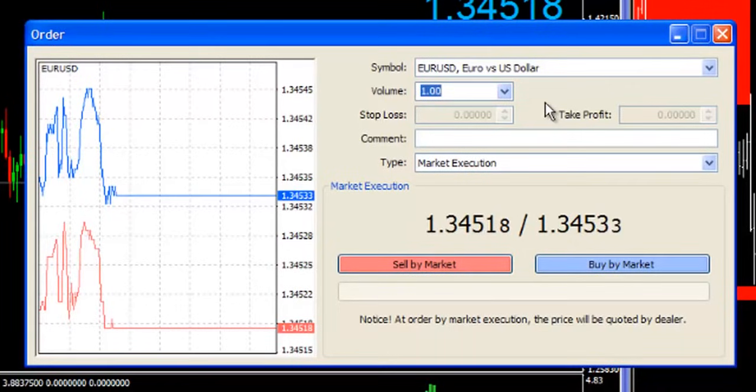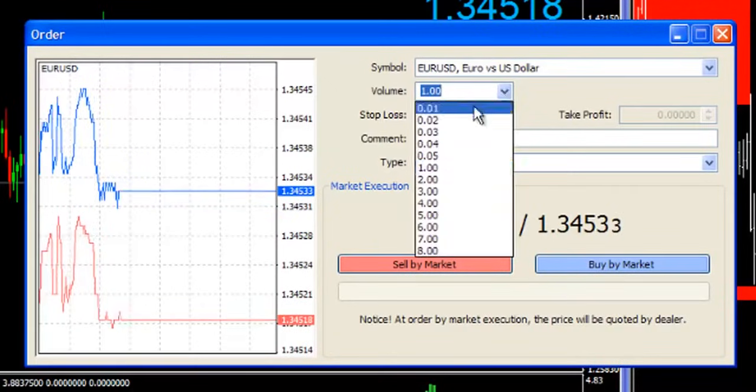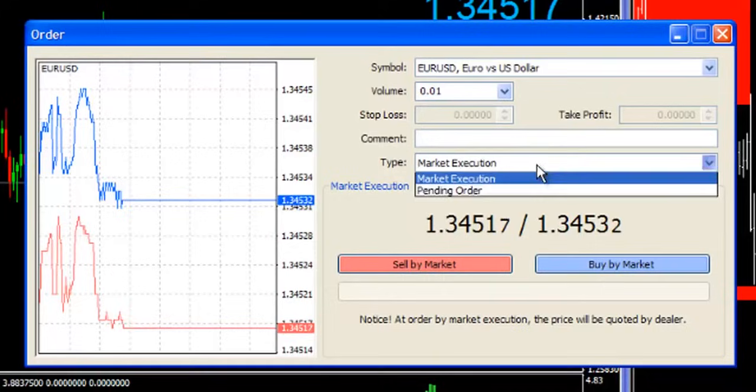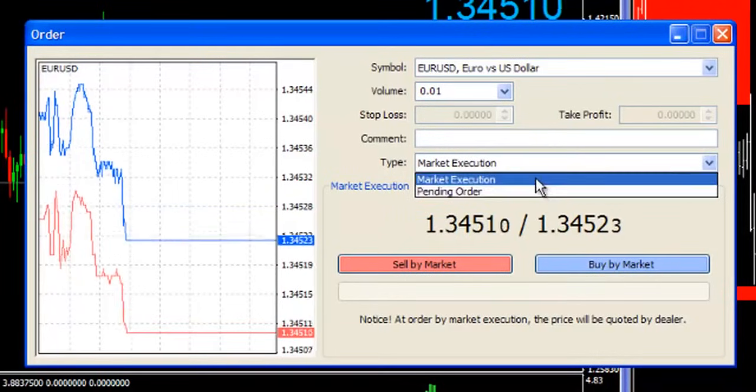Depending on the type of account you have opened with AxiTrader and the actual currency pair you have elected to trade, the volume size of 1.00 normally equals $10 per pip. 0.10 equals $1 per pip, and 0.01 is 10 cents per pip. The types of orders range from either market orders or pending orders. Let's select market execution for this example.